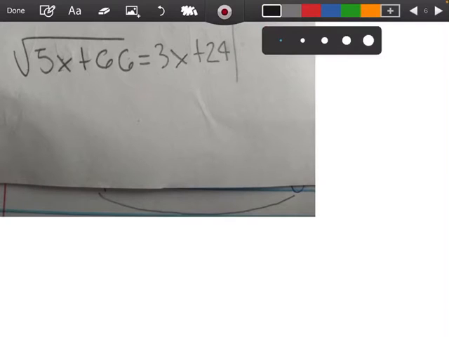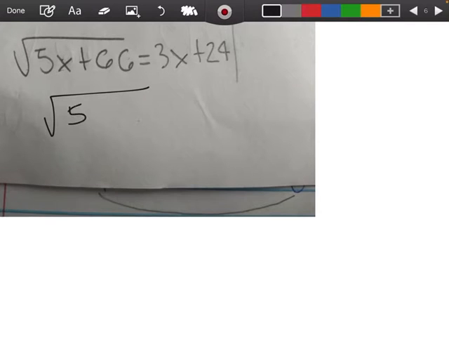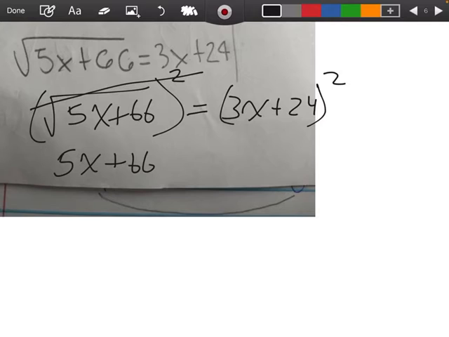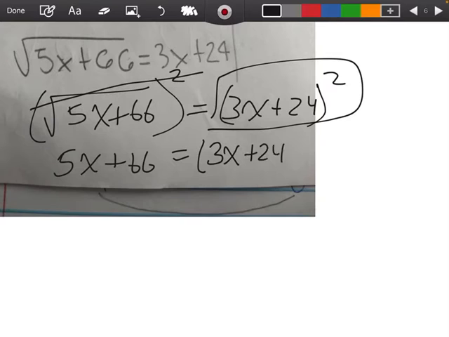Remember, the first step when I rewrite my problem here is to square both sides, to get rid of the square root that we have on the left side. I know that this square root and that square will cancel each other out. That's going to leave me with 5x plus 66. Now, since we're squaring this part, I'm going to write it out twice: 3x plus 24 and another 3x plus 24.